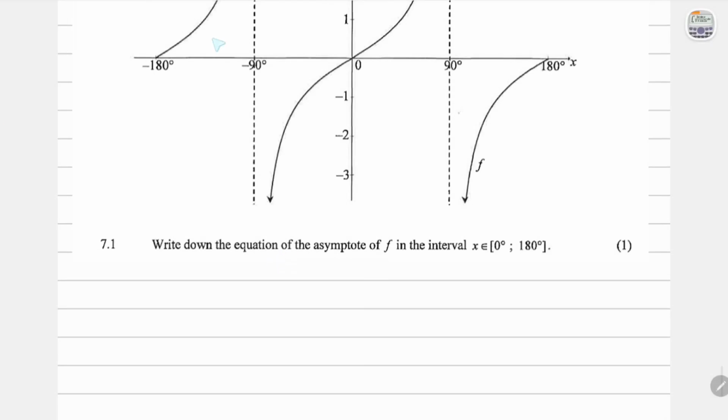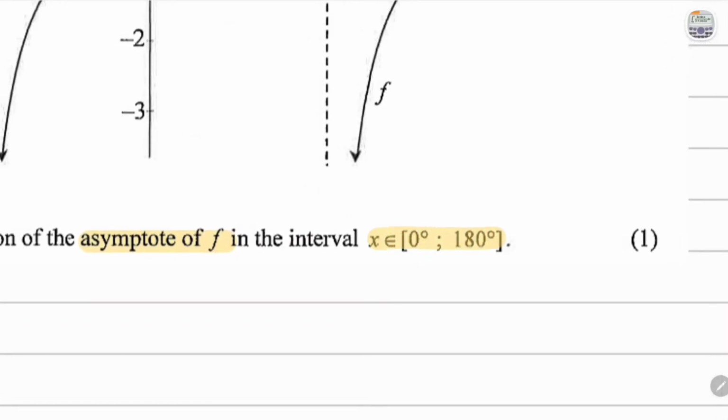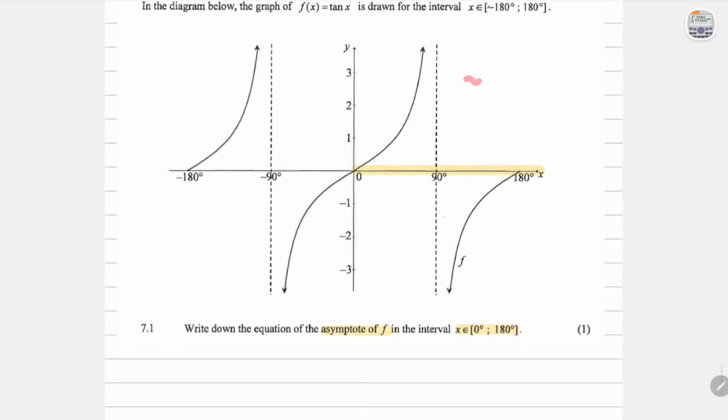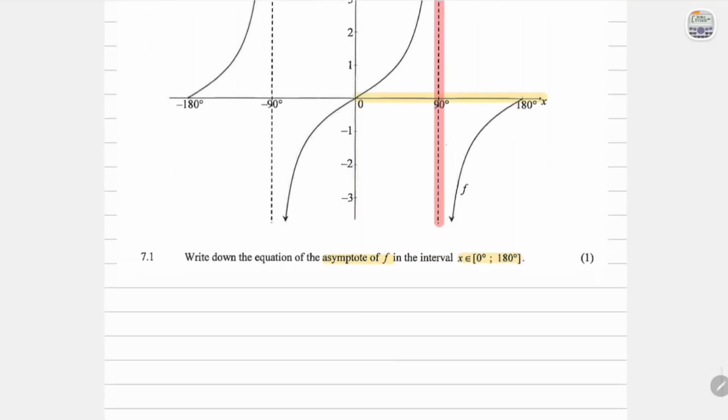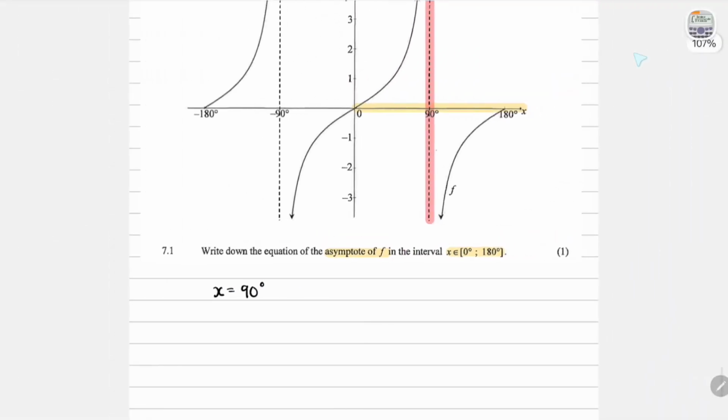And the first question is to write down the equation of the asymptote of f in the interval where x is an element of 0 degrees to positive 180 degrees. Notice that that interval is here. Do you see the asymptote that we have there? It is this line. So what is the equation of that line? Well, it's a vertical line, so it's going to start with x is equal to, because it only has one particular x value that it passes and multiple y values. So its equation is x equals whatever it passes, which means it's x equals 90 degrees, and that is our answer.